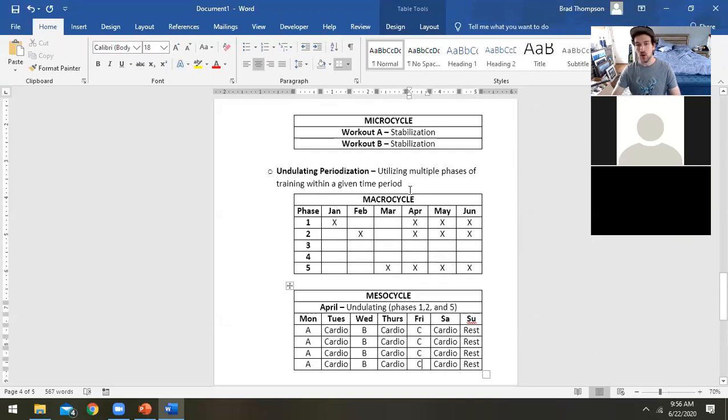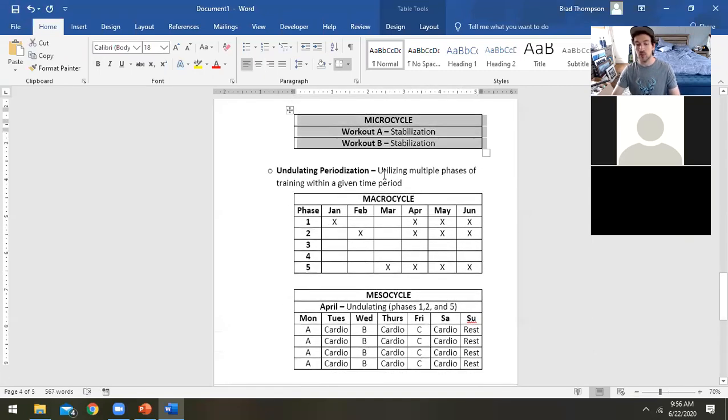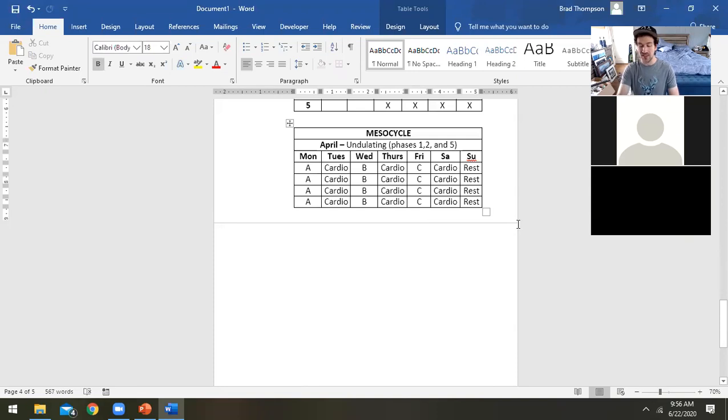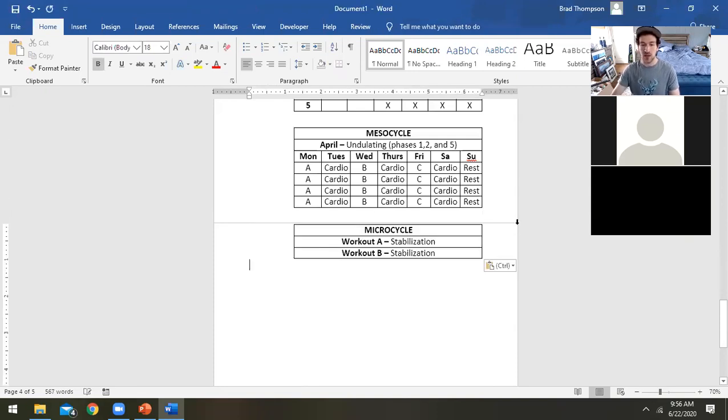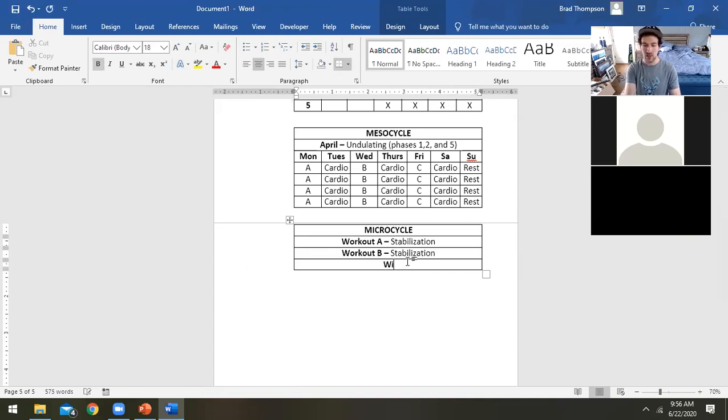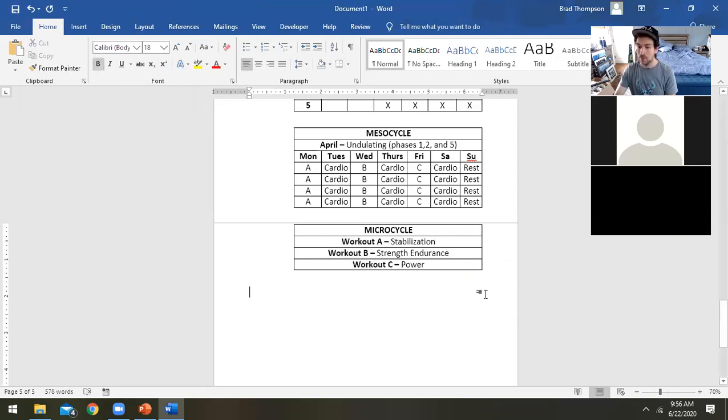But now, let's look at our microcycle. I would write 3 OPT workouts that correspond with what we're looking at here. So we would have workout A, workout B, and workout C. And workout C would be power. Workout B would be strength endurance, and workout A would be stabilization. And I would write a different OPT template for each of those individually.